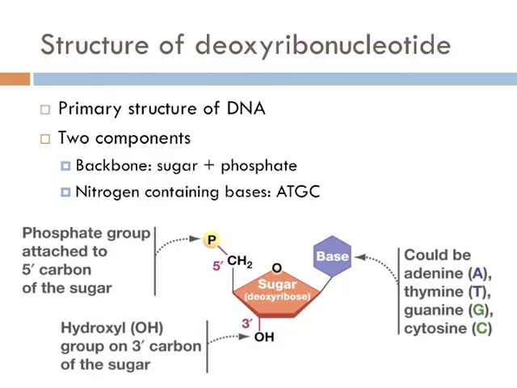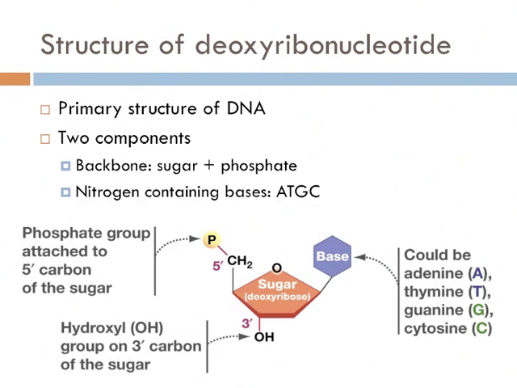So let's review the structure of DNA. The simplest component of DNA is a nucleotide. More precisely, it's a deoxyribonucleotide. It has a backbone made of phosphate group attached to a 5' carbon of a sugar. That sugar is known as deoxyribose. These form the backbone of DNA, or you can think of them like the sides of a ladder.